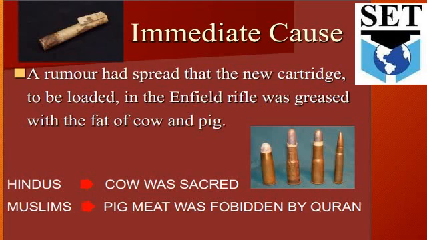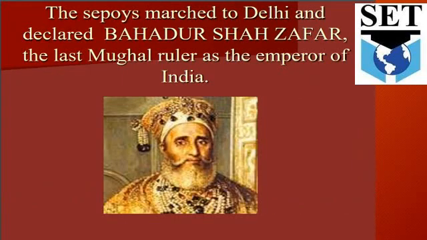That made the British furious, and they started strictness against the soldiers, and that caused the War of 1857, in which thousands of Hindus and Muslims died. The sepoys marched to Delhi and declared Bahadur Shah Zafar, the last Mughal emperor, as the Emperor of India.